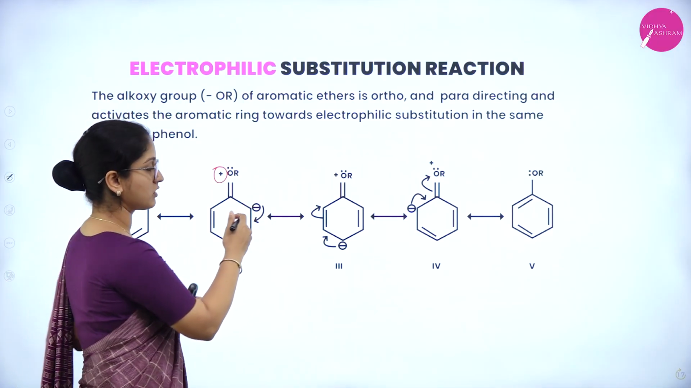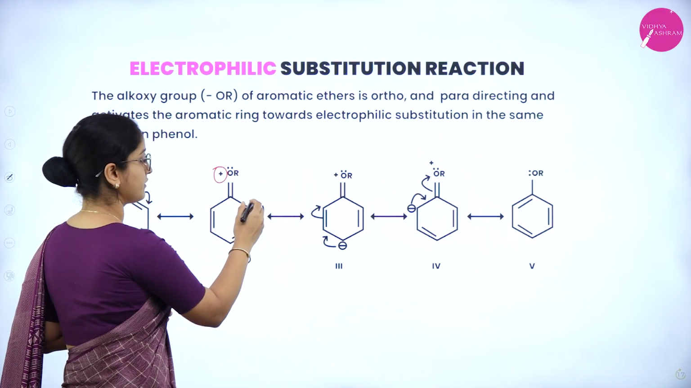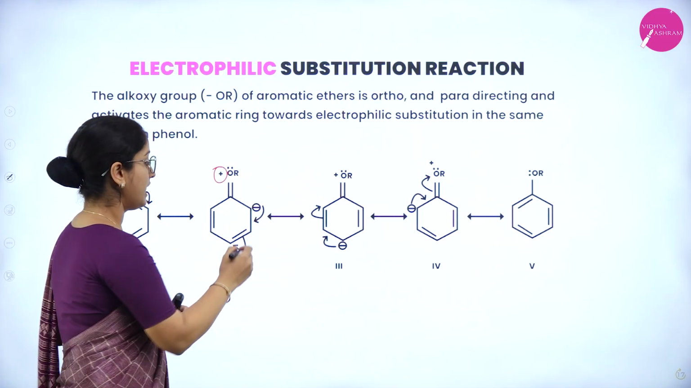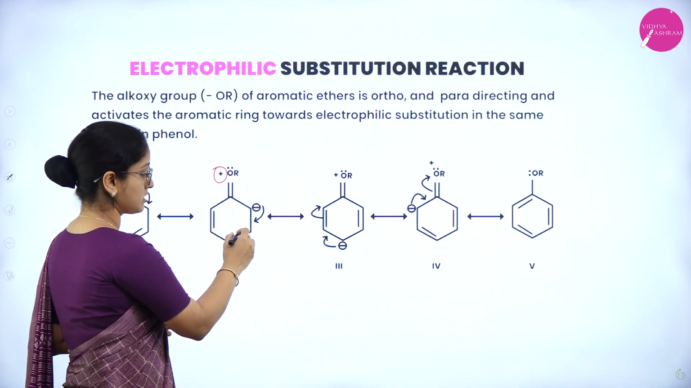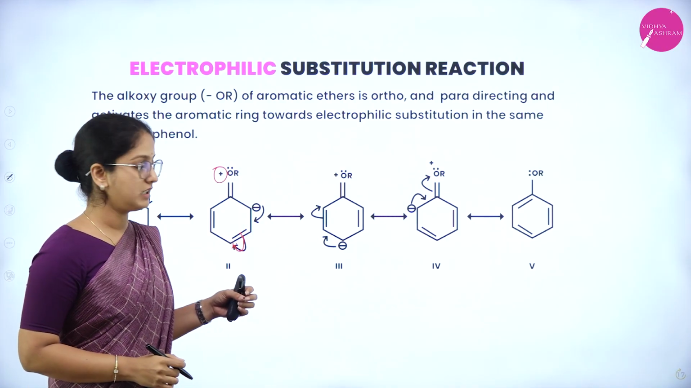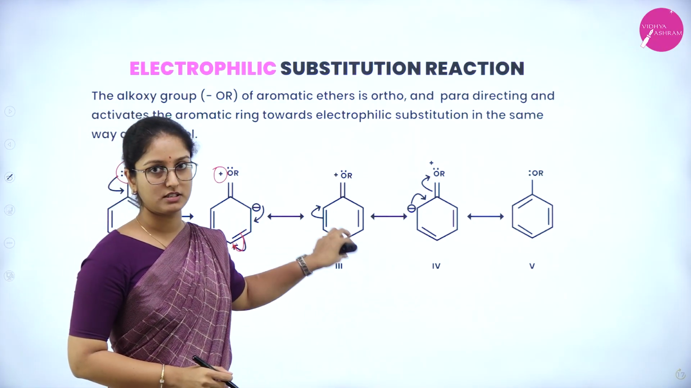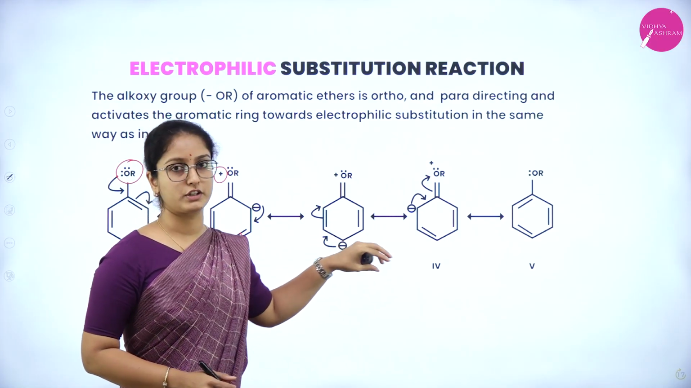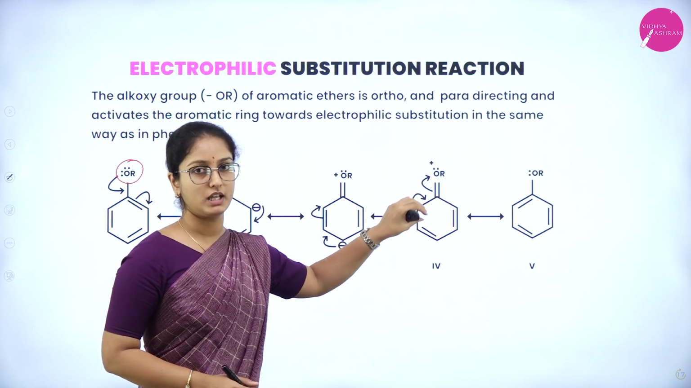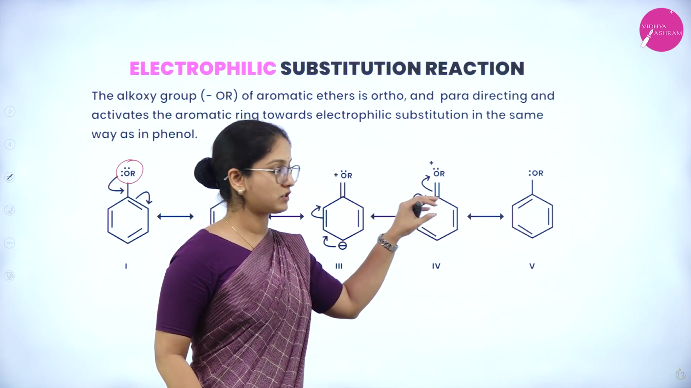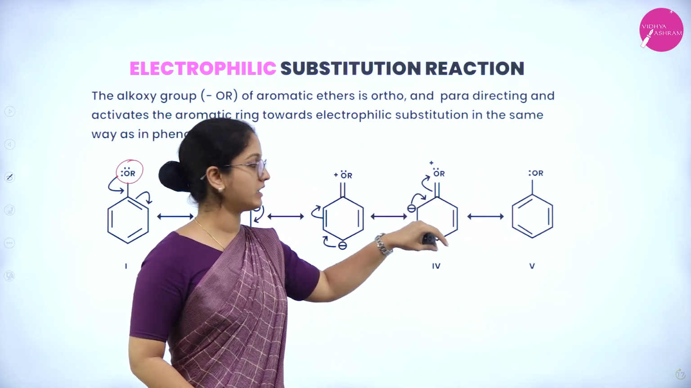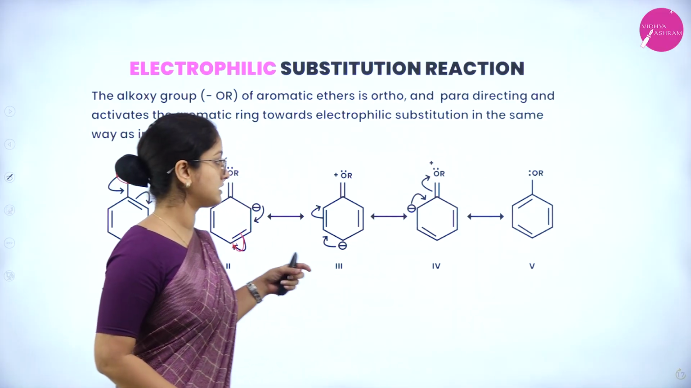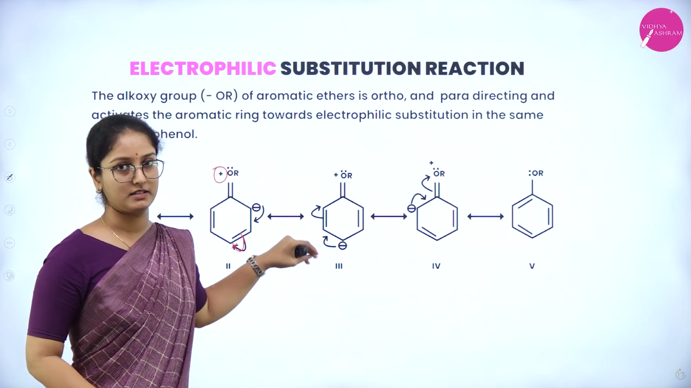The lone pair of electrons at the ortho position will shift to the adjacent bond, creating a double bond here, and the pi electrons will shift to the adjacent bond, making it negative, showing it as a lone pair of electrons. Then this lone pair will shift to the ortho position again. So delocalization of electrons takes place within the aromatic ring, which is directed by the oxygen in the alkoxy group. This is the resonance structure of ethers.